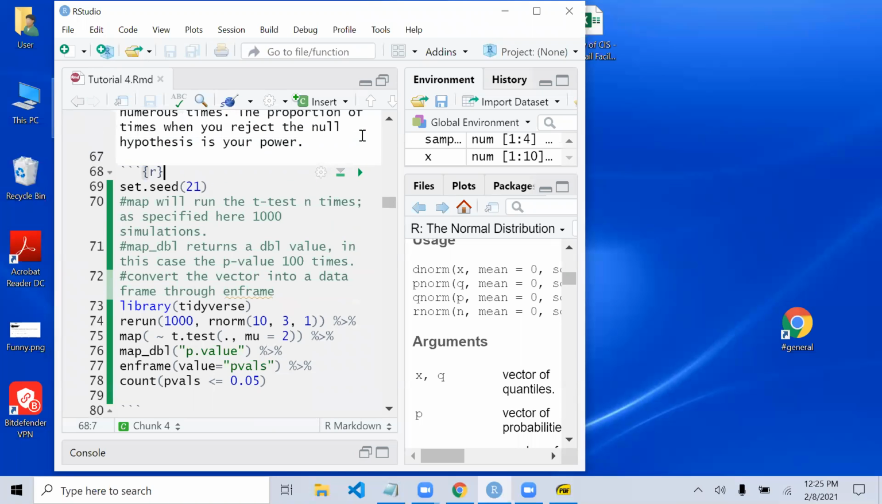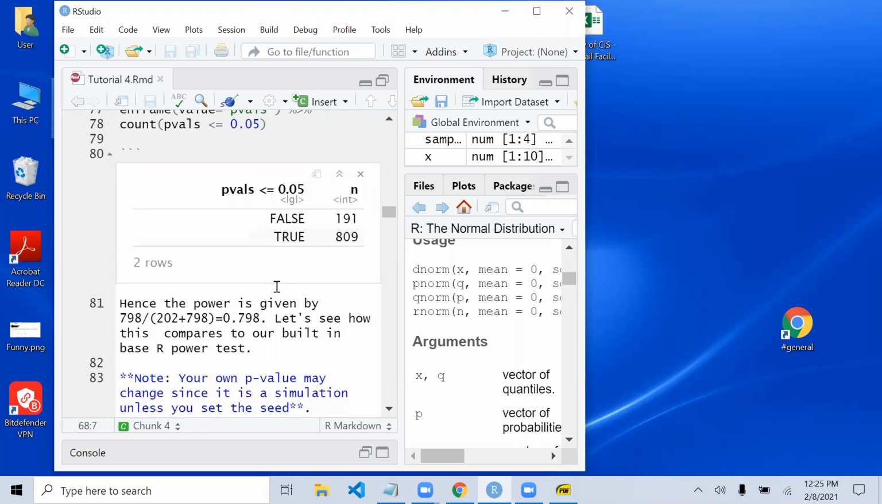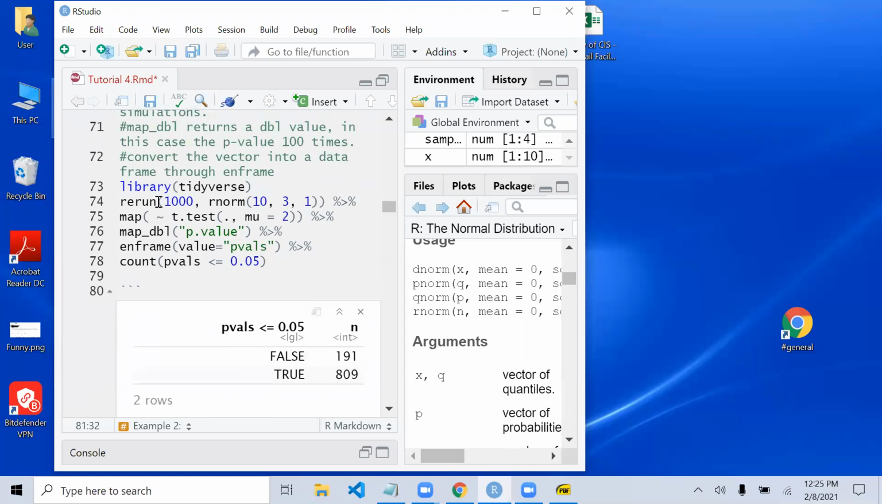So let's run it and see what we get. When I first ran the test and I did not set the seed, I got a p-value of 798. So that means that instead of having a true of 809, I actually had a true of 798, right? So now my true is actually 809. So I can change this. And notice now that whenever I run this with the seed, it's going to hold at 809 every time because I've set the seed at 21.